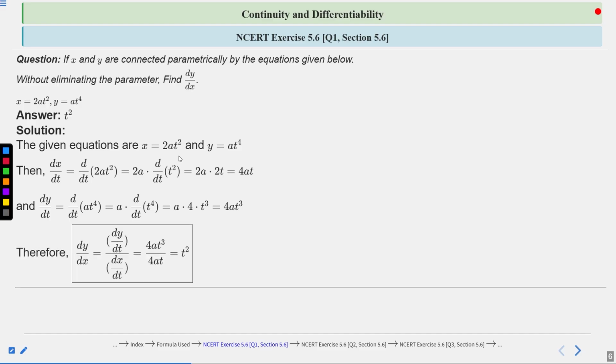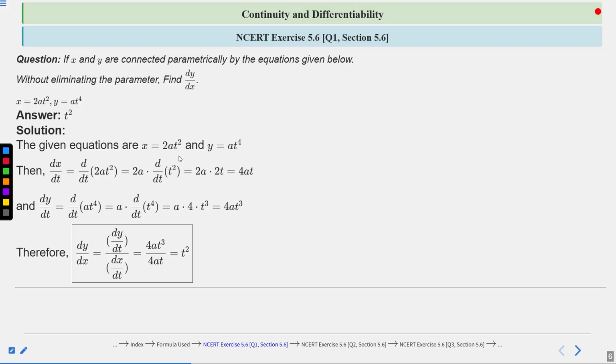Therefore, dy by dx will be equal to dy by dt upon dx by dt, which is equal to 4at cube upon 4a, which is equal to t square. Therefore, the correct answer is dy by dx is equal to t square.